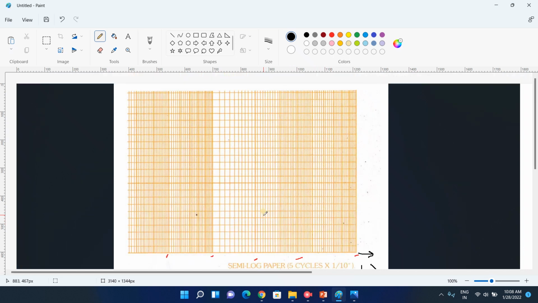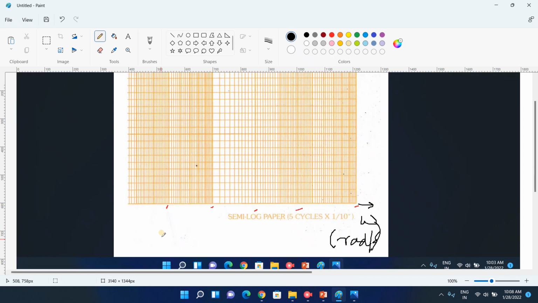Now, in the graph it is told 5 cycles. 5 cycles means every cycle is kind of one decade. That means this is 1, 2, 3, 4, 5, 6, 7, 9. Then we have 10, then 10 to the power 1, then 10 to the power 2, then 10 to the power 3, like this. So it is actually 1 to 10.